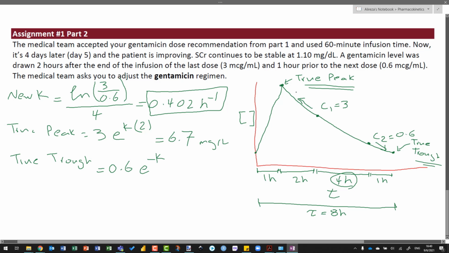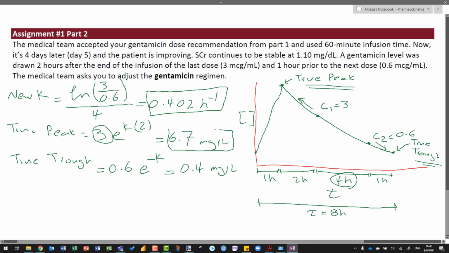Before, we were going in the positive direction from C1. To get the true peak from C1, which was 3, we were going up, so it's a positive k. In this case, from C2 to the true trough, we're going down, so it's negative k, which would give us a value of 0.4.